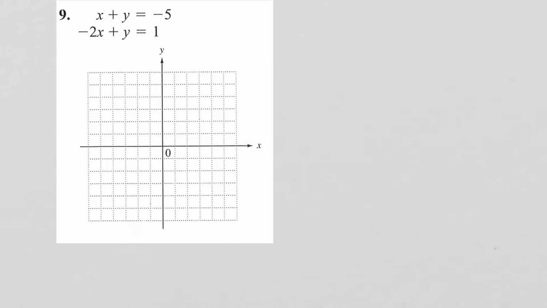I'm going to use the intercept method. X, I'll cross this out. X is negative 5. 1, 2, 3, 4, 5 here. And y is negative 5 there. And I'll draw my line here. So what this line means is every ordered pair on here is a solution.